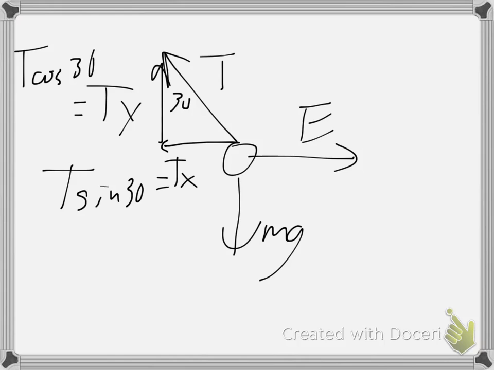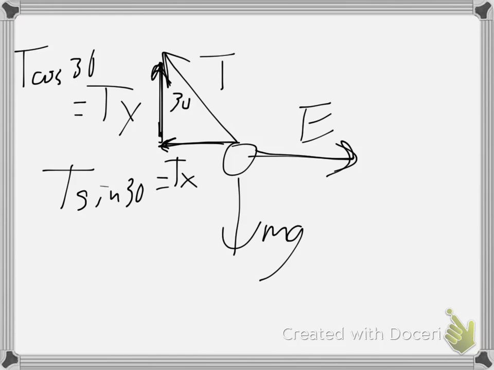Now, since you know this is in equilibrium, then your T cosine 30, your vertical component here, is going to equal your force of gravity, and your T sine 30, your horizontal component, will equal your electric field force going to the left. Now the first thing to do is to solve for your force of gravity, because we know what the mass of the ball is.